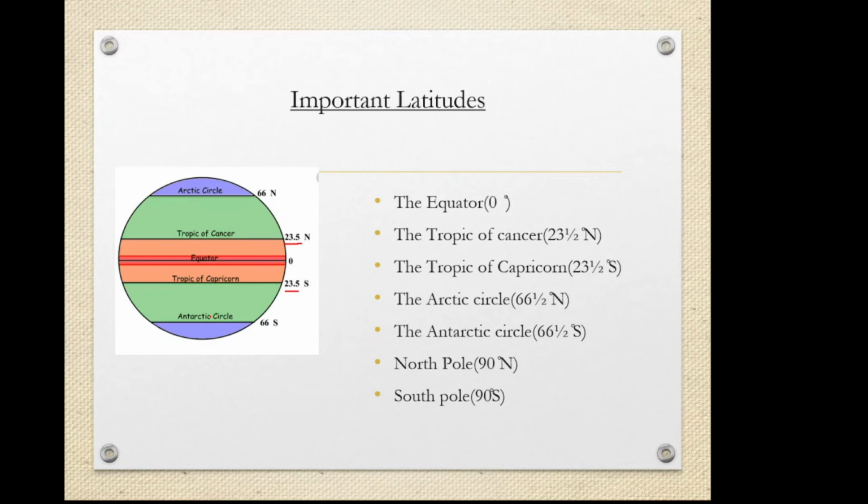So these are the important latitudes. Which are the important latitudes? Equator, Tropic of Cancer, Tropic of Capricorn, Arctic Circle, Antarctic Circle, North Pole and the South Pole. These are the important latitudes. All these important latitudes are dividing the various heat zones.